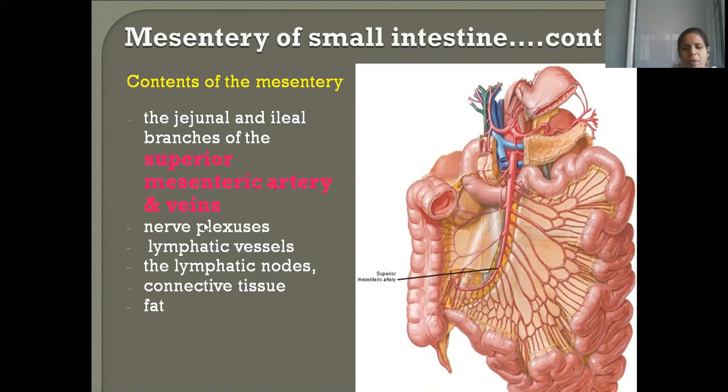Does anybody remember what are the contents of greater omentum? The names were the same: nerve plexuses, lymphatic vessels, lymph nodes, fat. Only one thing was different there. I am sharing my PowerPoint also so that you study. Here you are finding jejunal and ileal branches of superior mesenteric artery, no? There what do you find? Right gastroepiploic and left gastroepiploic artery as contents in greater omentum. Revise, go and study, then you will understand.